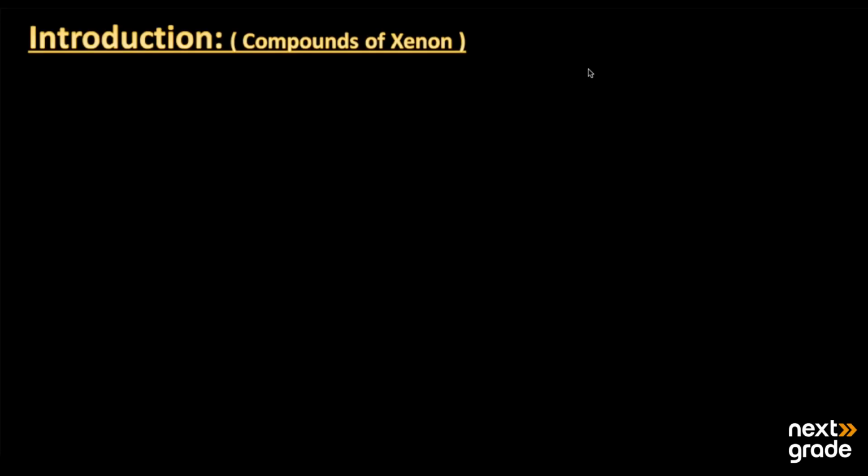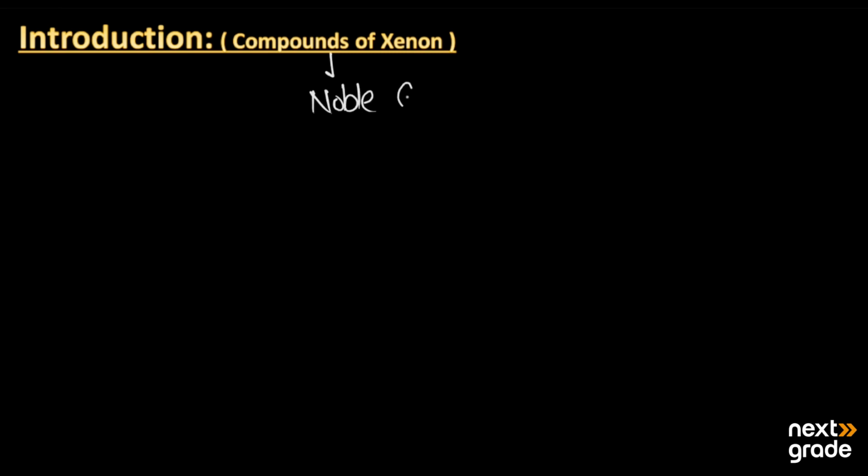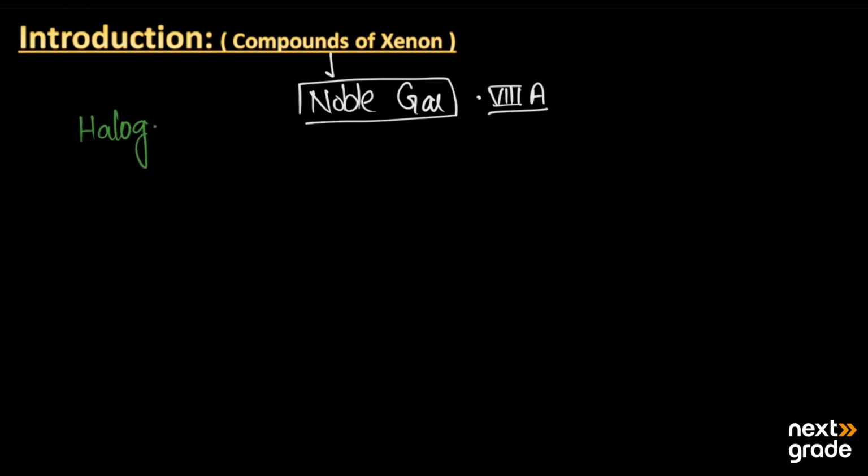So the topic that we will discuss today is the compounds of xenon. Before the study of its compounds, you must know what xenon basically is. Xenon is a noble gas that belongs to group 8A as it contains 8 electrons in its valence shell, so it should be inert, but it is the only noble gas that reacts directly with a halogen atom. It can directly react with fluorine.